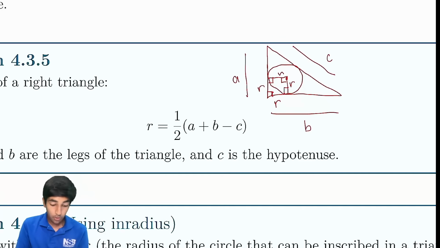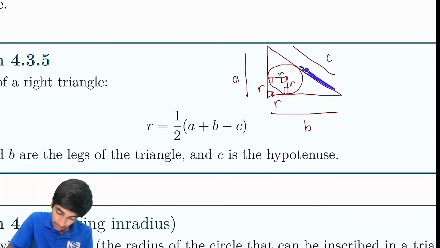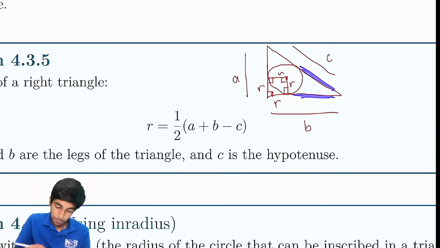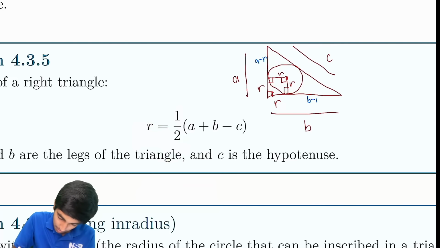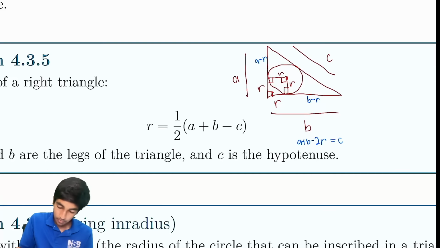Now we have that side length over there. Well, notice here, this is equal to this, and this is equal to this. And what is that? Well, let's see. That's just A minus R, and that's B minus R. So we have A plus B minus 2R is C. So from here we solve for R, and we get this quantity.